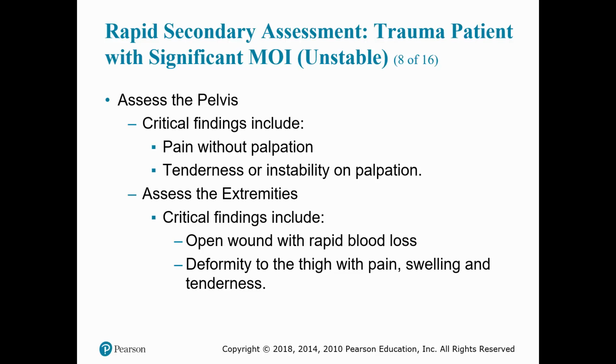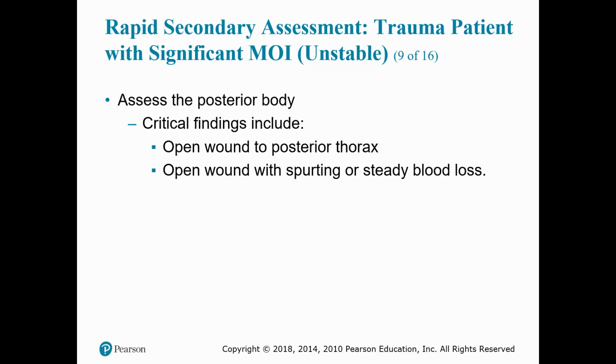Moving on to the posterior of the body, critical findings, we have an open wound to posterior thorax or an open wound with spurting or steady blood loss. We want to occlude the wound immediately with a gloved hand and then with a non-porous dressing or occlusive dressing taped on 3 sides. These patients are high priority, so rapid transport again. Also consider an ALS intercept.